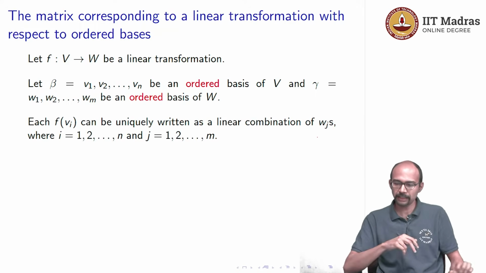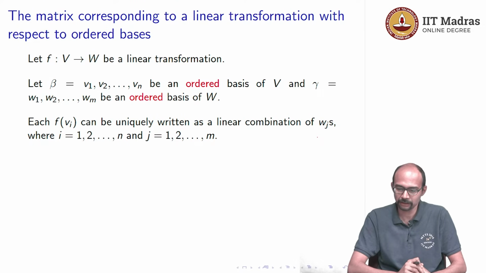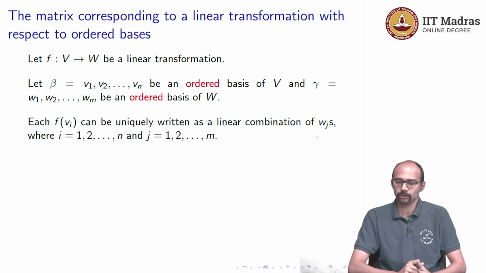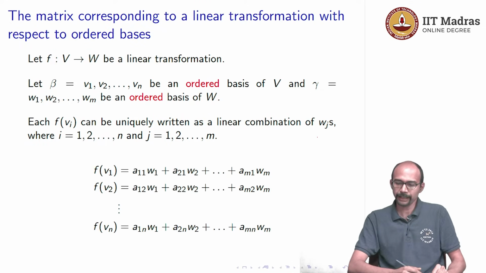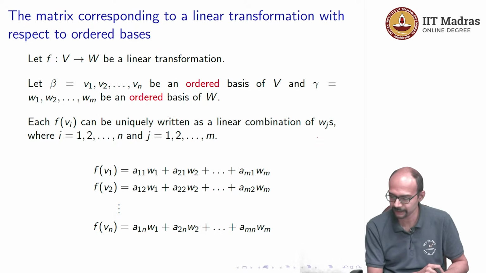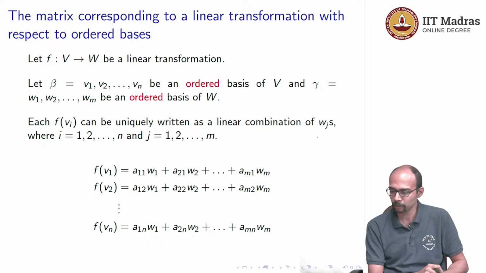Okay. So, suppose both of these have ordered bases given to us, and so we can write f of v i as a unique linear combination of the w j's. So, you write f of v 1 is a 1 1 w 1 plus a 2 1 w 2 plus a m 1 w m, f of v 2 is a 1 2 w 1 plus a 2 2 w 2 plus a m 2 w m, and so on. F of v n is a 1 n w 1 plus a 2 n w 2 plus a m n w m. Notice these a i j's are written in a particular way. This is more like a j i.